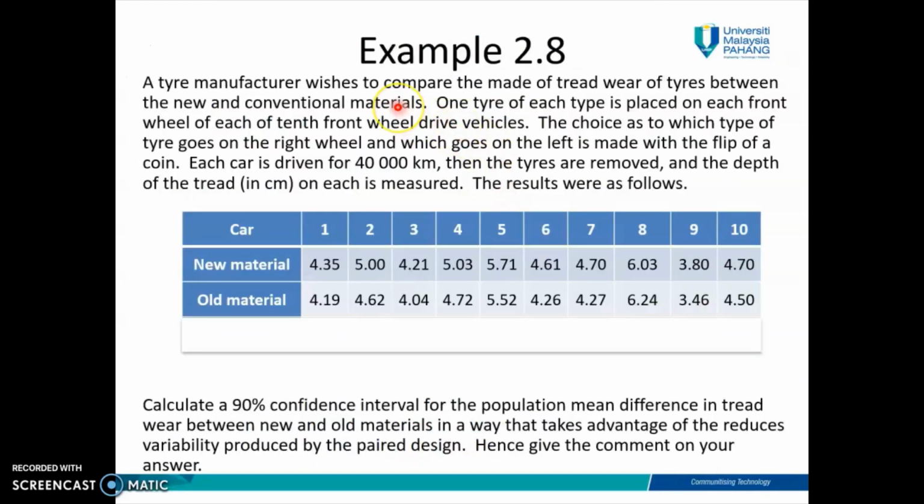Now example. Let's get right into the example. Class, this example is quite elaborate, but don't worry, I will walk you through it. So let's read this together. A tire manufacturer wishes to compare the rate of tread wear of tires between the new and conventional materials. So basically they have a new material of tire and an old material of tire, and they want to compare these 2 materials.